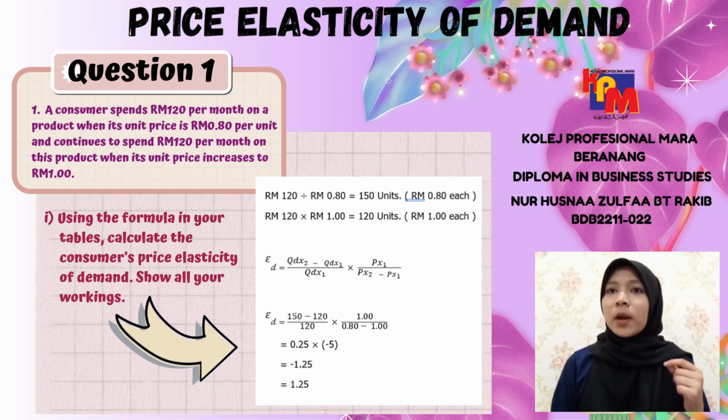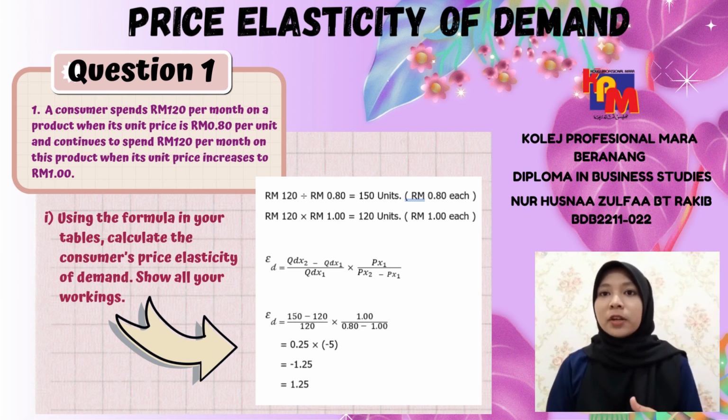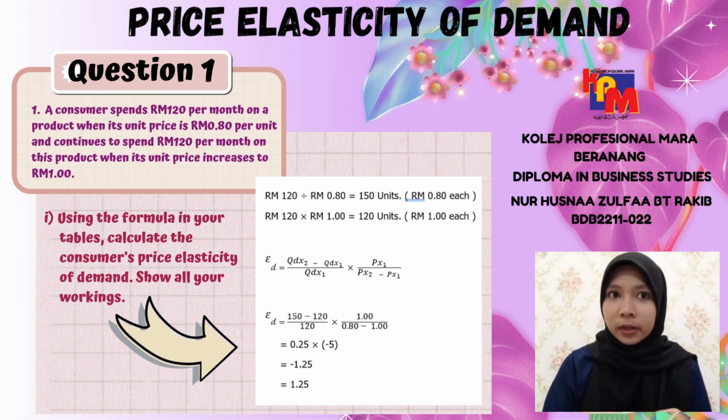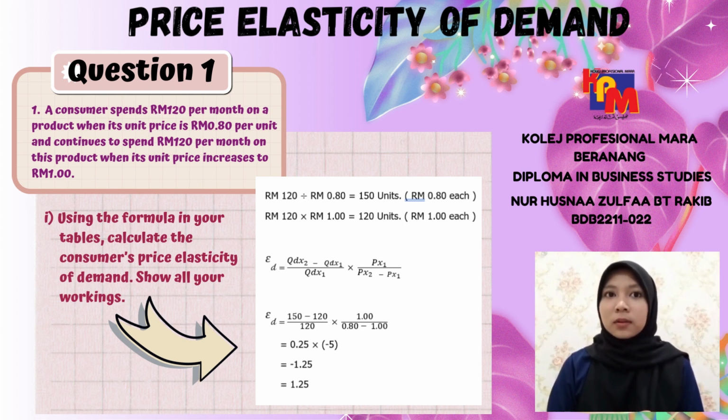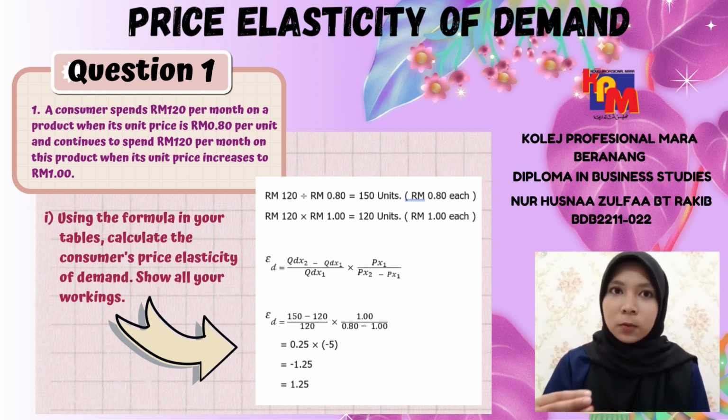So why do we get 150 units for the second quantity demand? It is because we need to divide RM120 by RM0.80 to get 150 units, which means RM0.80 for each unit. And the first price is RM1 and the second price is RM0.80.